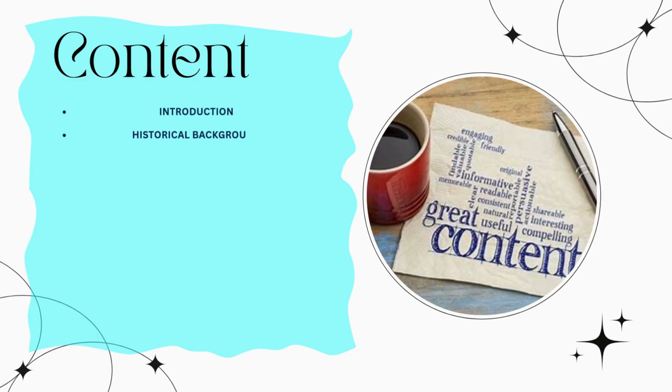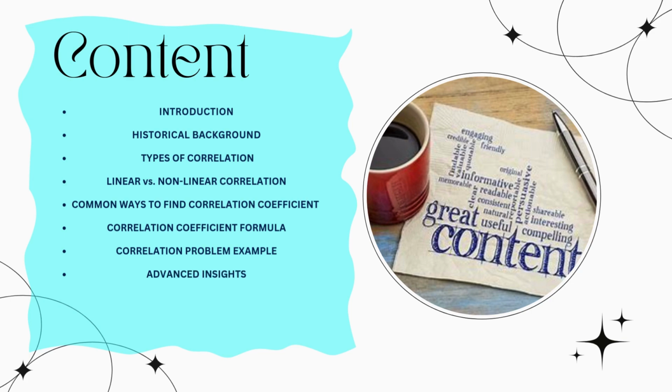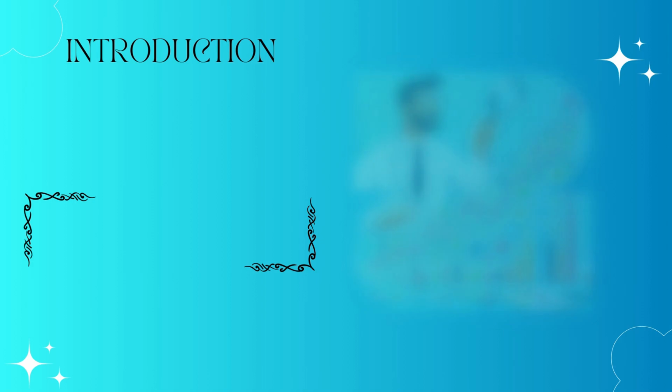Today, we will explore the historical background, the different types of correlation, and the distinction between linear and non-linear correlations. We will also discuss common methods to find the correlation coefficient, look at the formula used to calculate it, and go over a real-world example to understand its application better. Additionally, we will touch on some advanced insights into correlation before wrapping up with a conclusion.